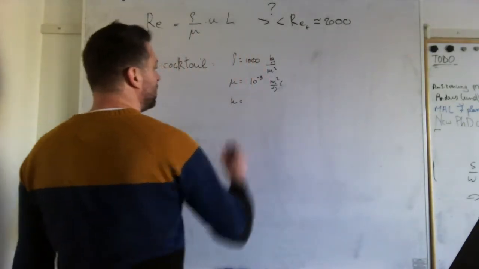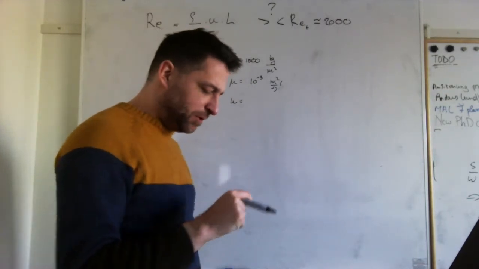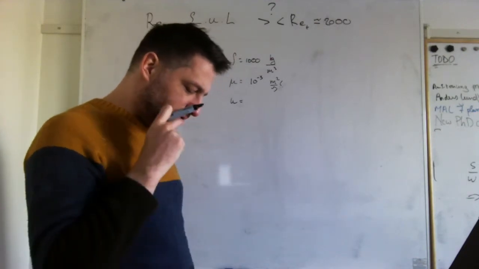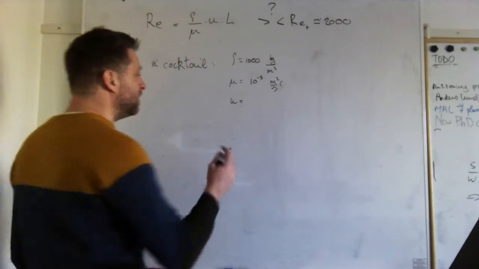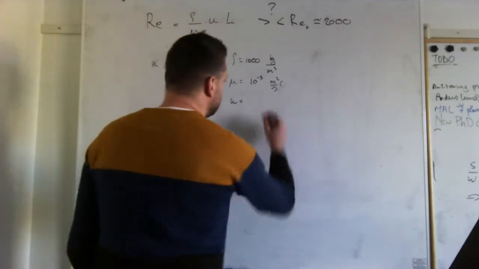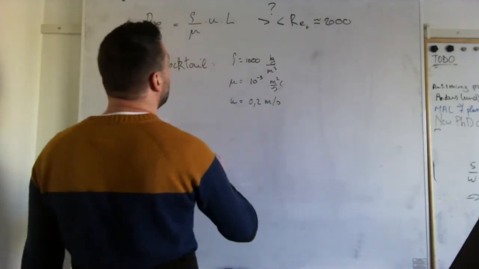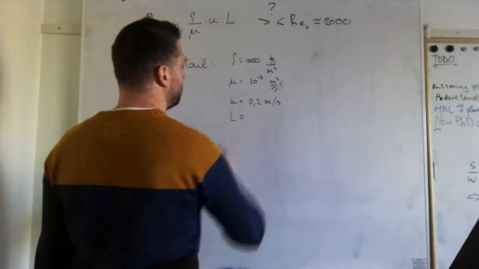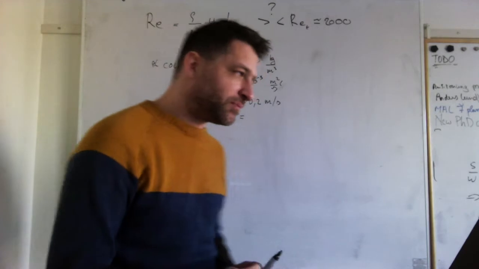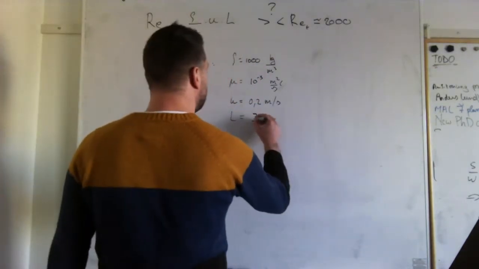Velocity. If you suck a cocktail, how fast does it go? Well, if I suck in a bubble, it would take about maybe 1 second to do 20 centimeters. So 20 centimeters per second, that is 0.2 meter per second. And the system size, L, of a fluidic system, typically we take the diameter of the system. And the diameter of a cocktail straw is what? 3 millimeter.